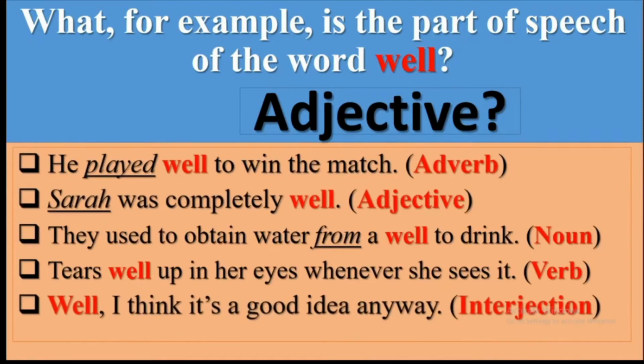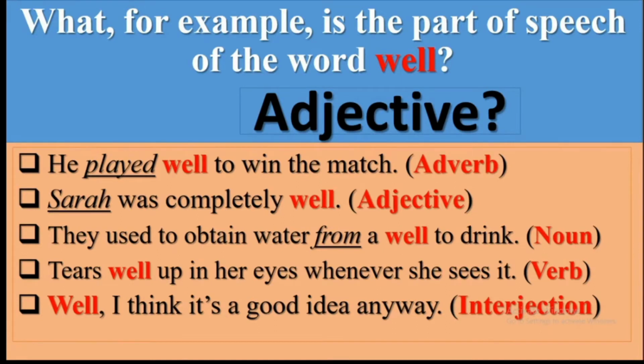Here there are 5 sentences, and in each of the sentences the word well is common, but the same word has been identified as 5 different parts of speech here. Why does it happen? Or how can a single word be identified as 5 different parts of speech? It happens due to the function of a word. Due to various functions of the word well, it has been identified here as 5 different parts of speech.